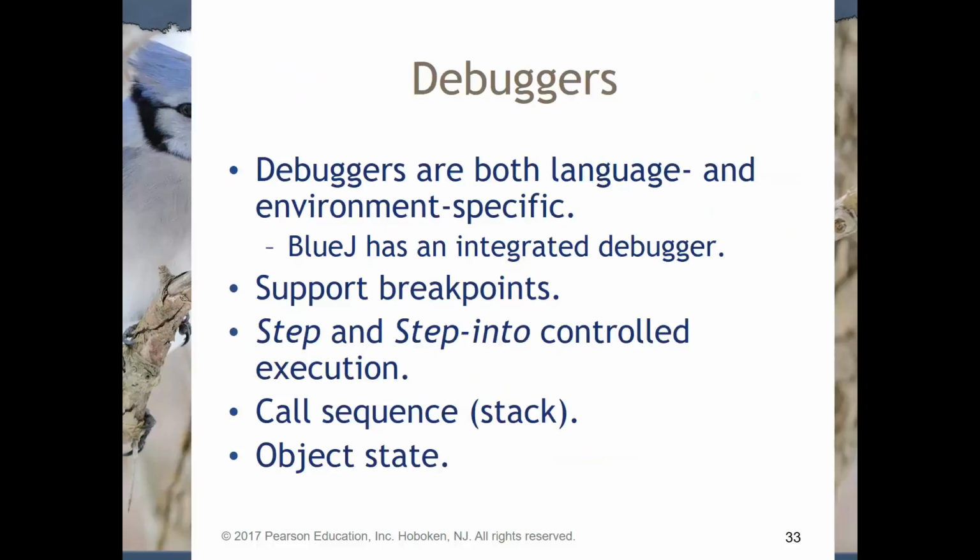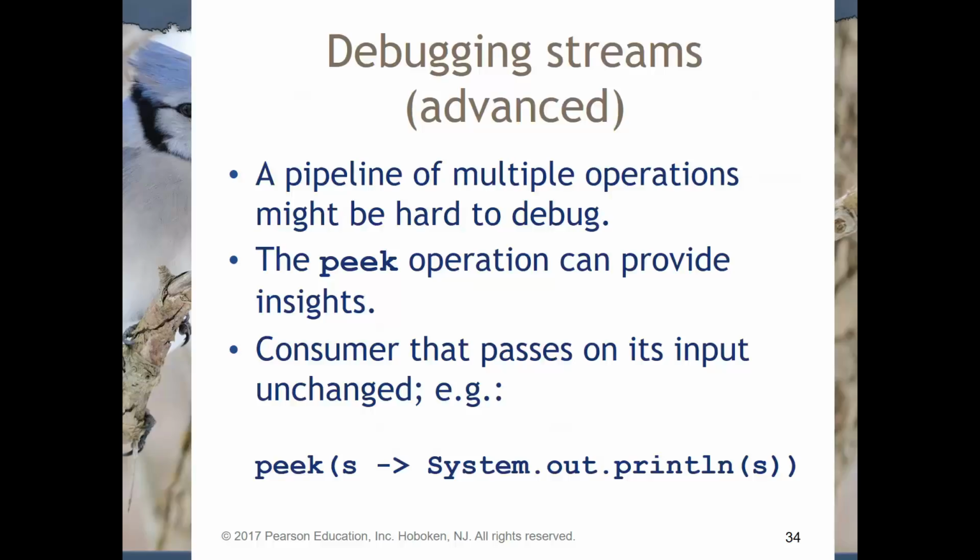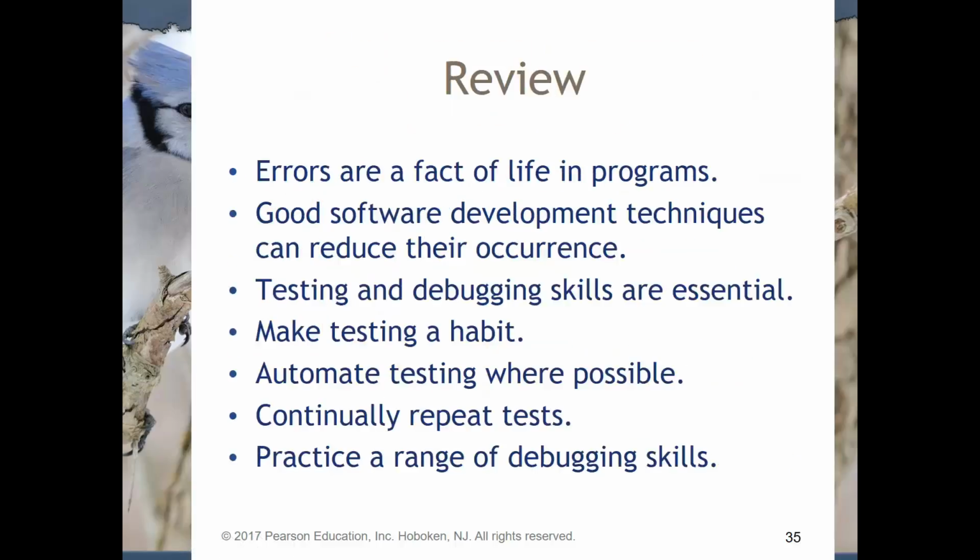Debuggers are language and environment specific. BlueJ has an integrated debugger. I've already covered it. It supports breakpoint, step into, and step over. It's very good. It's very helpful. You have a call sequence where you can see what's known as the stack, as well as the object state. Through these, you can usually find what the problem is. You can also debug streams. It's a bit more advanced. There are different operations you can use in here. There's an example of the code down here. This is something I typically do not do, but it doesn't mean that it isn't worth exploring further.